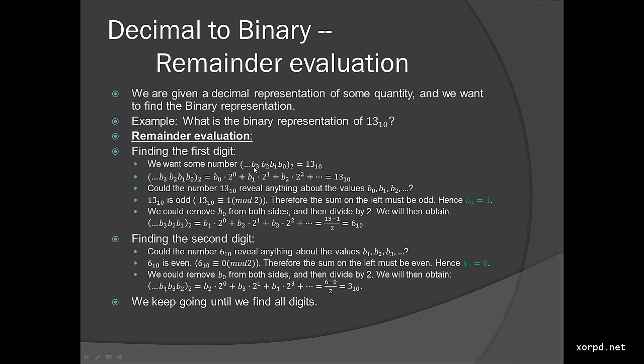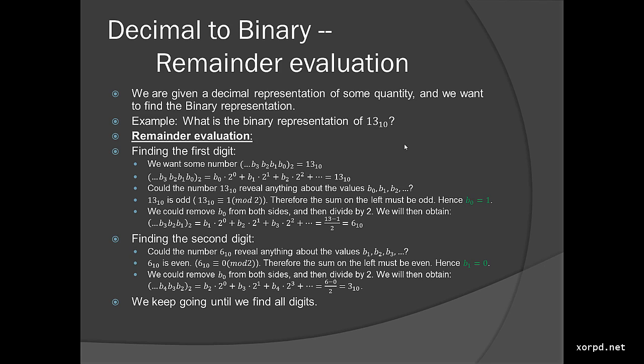If we expand this expression, we are going to get something like this: B0 times 2 to the 0 plus B1 times 2 to the first, and so on. This should equal 13 in base 10. An interesting question at this point is this: could the number 13 reveal anything about the values B0, B1, B2? Maybe it could leak somehow information. Maybe I could guess by looking at 13 what would be some of the bits.